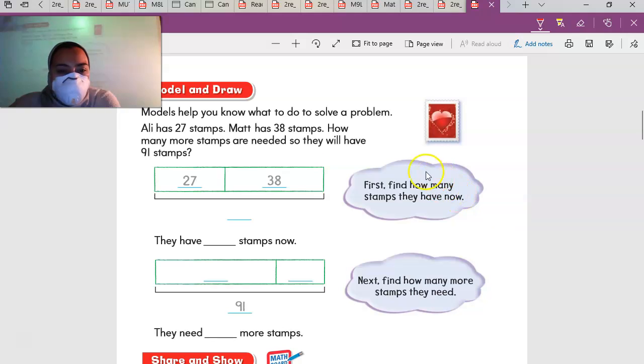Adi has 27 stamps. Matt has 38 stamps. How many more stamps are needed so they will have 91 stamps? So let's circle and show our strategies. Adi has 27 stamps. You need to circle 27. Matt has 38 stamps. Circle 38. Underline the question. How many more stamps are needed so they will have 91? How many more means what? Subtract. So if Adi had 27, the first number you're going to write is 27. Matt has 38, so you're going to write 38.